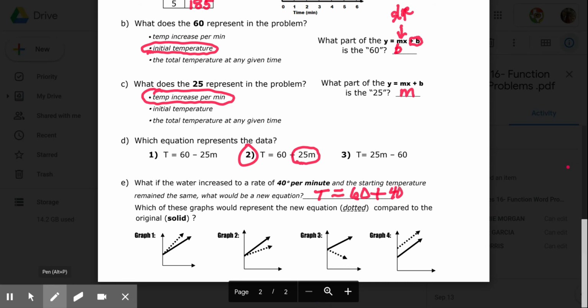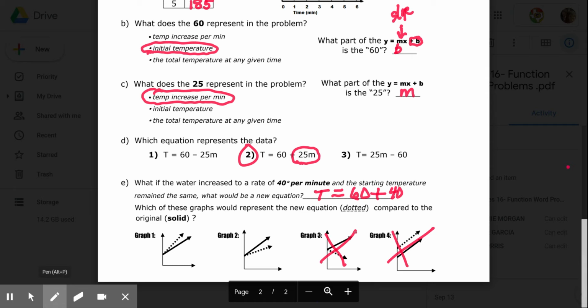All right, so which of these graphs would represent the new equation? The new equation will be the dotted line. Remember, your starting amount is still the same, so it's not going to be graph 4. Now, you're still increasing. It went from increasing at 25 degrees per minute to 40, so you're not going to decrease at all. So it boils down between graph 1 and graph 2.